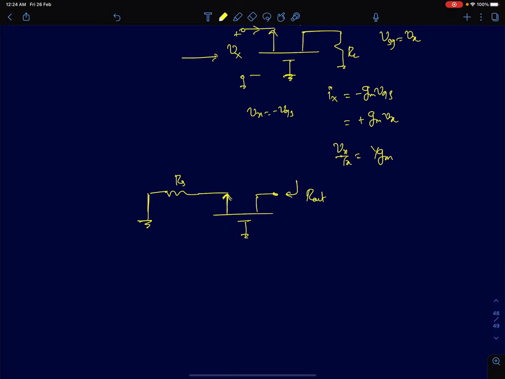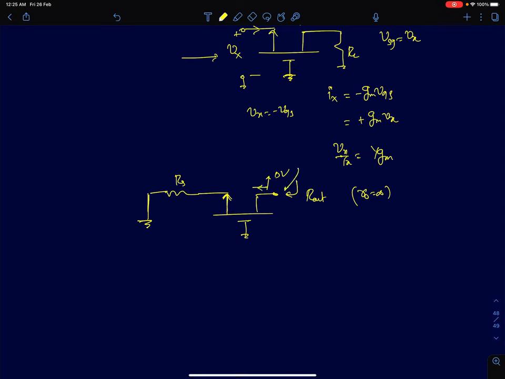Now if you see this, I've assumed R0 is infinity, which means there is no channel length modulation. So even if I'm going to change the drain voltage, there will be no change in the drain current. You will have a change in the drain current for a change in the drain voltage only if there is channel length modulation, which means R0 should be finite. If there is no channel length modulation or R0 is infinity, then there will be no change in the drain current for a change in the drain voltage.